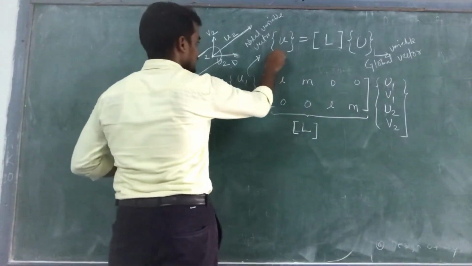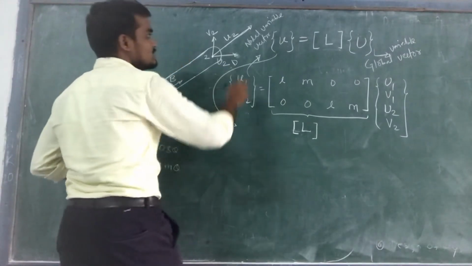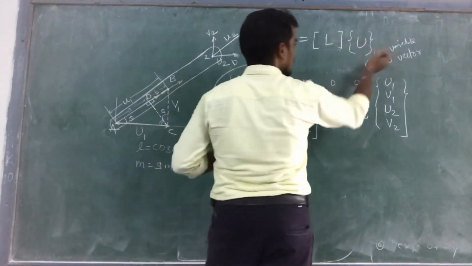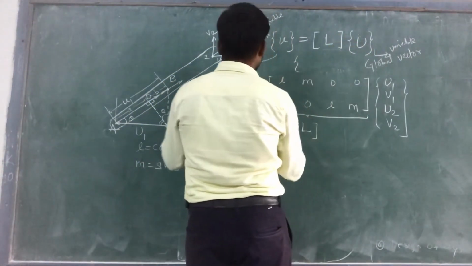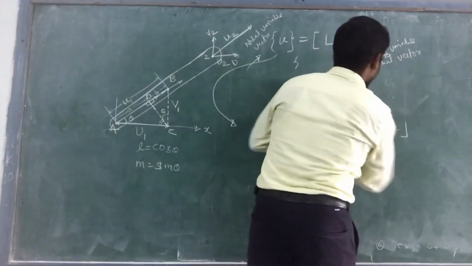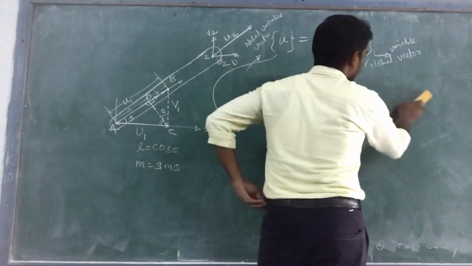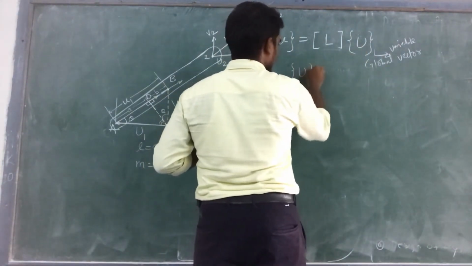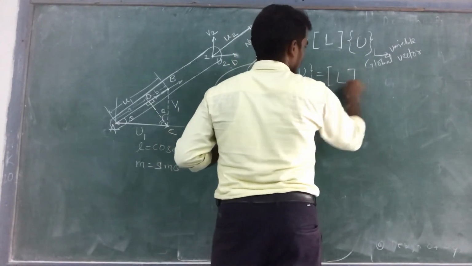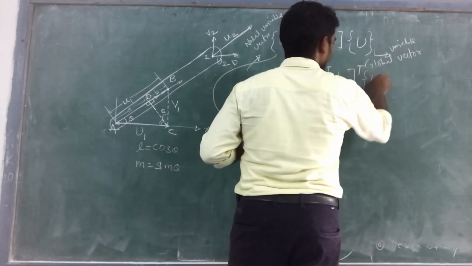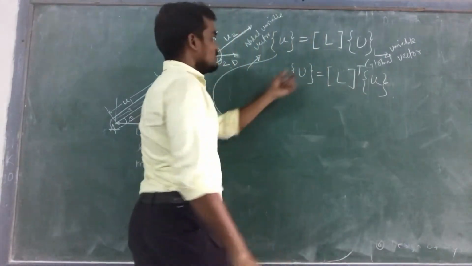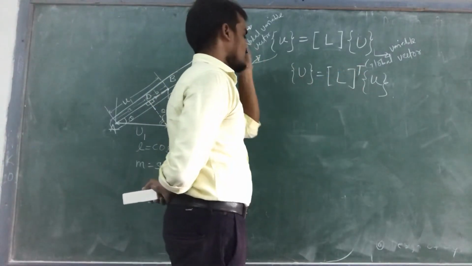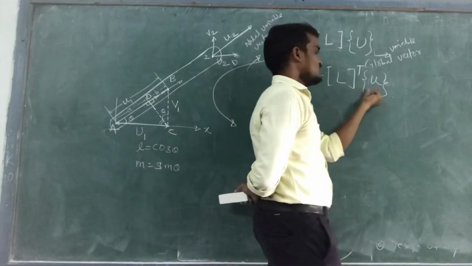Similar to this, the nodal variable vector is converted into global variable vector. Our main target is we need to find out our global variable vector. So global variable vector can be written as L transpose into local variable vector. So this will become a transpose matrix. So global variable vector capital U is equal to L transpose into small u.